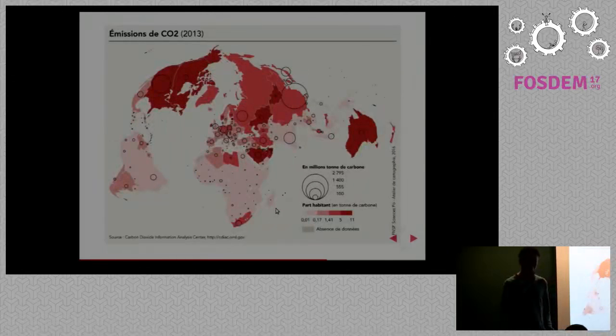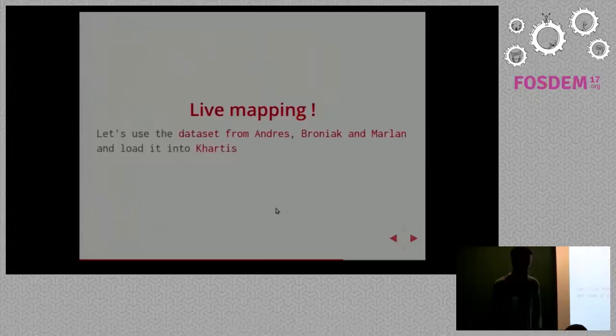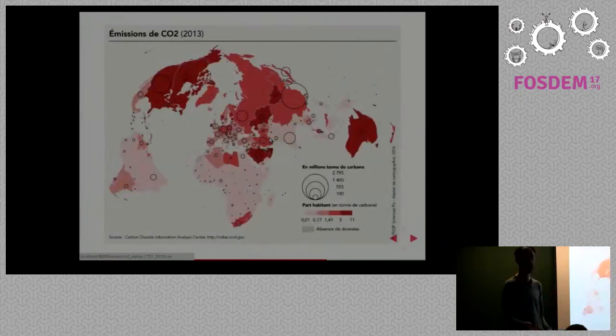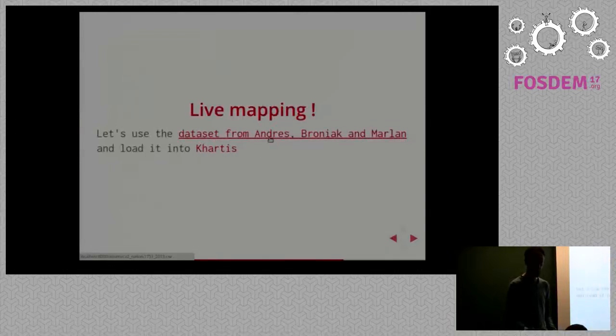All right, so remember that map? The one they've done, I've picked up as an example. So what we're going to do now is a live mapping exercise. I have found the datasets they've used to do the first one. This map has been done basically in Illustrator, I think. I should have asked my colleagues about that, but I think it's mainly Illustrator. So now we're going to do it with Khartis using the same data.